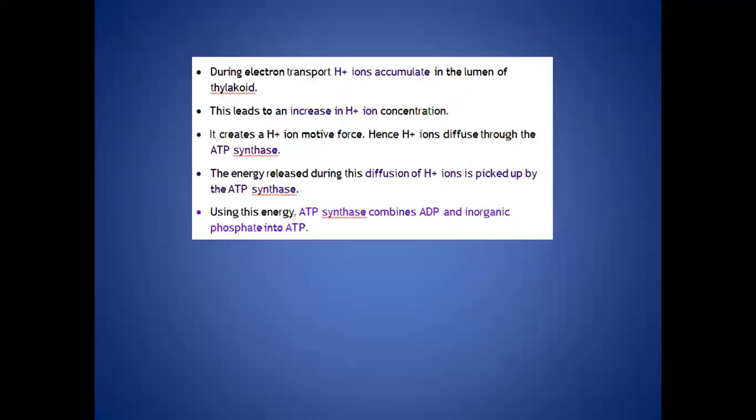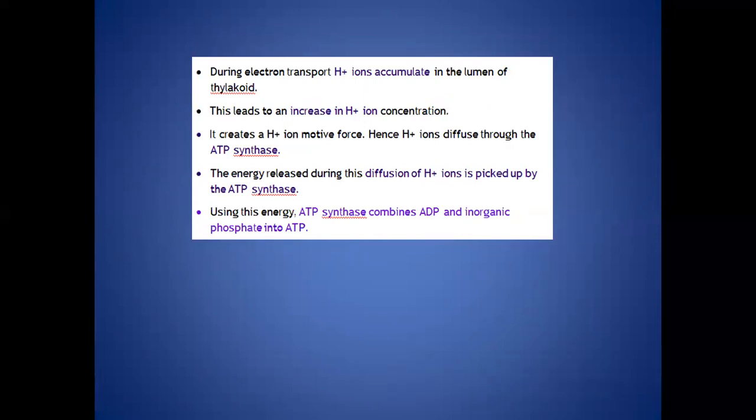And during electron transport, H plus ions are accumulated in the lumen of thylakoids. This leads to an increase in the ion concentration, and this will be helpful for the ATP synthase to combine ADP plus Pi and form ATP, the energy currency.